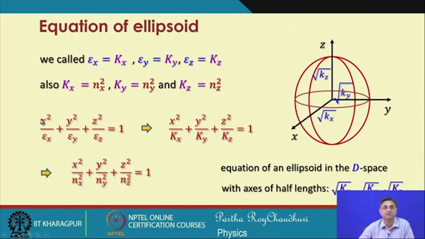So, we rewrite this equation as x square by epsilon x or n x square, y square by epsilon y, z square by epsilon z equal to 1, or you can write in this form. In any case, if I represent this ellipsoid equation by using n x, n y and n z, then it is not the square root of k x, but it is only the n x that will represent the half lengths, and that will be the refractive index seen by the wave when the wave is travelling along the z direction. That individual cases we will undertake and discuss.